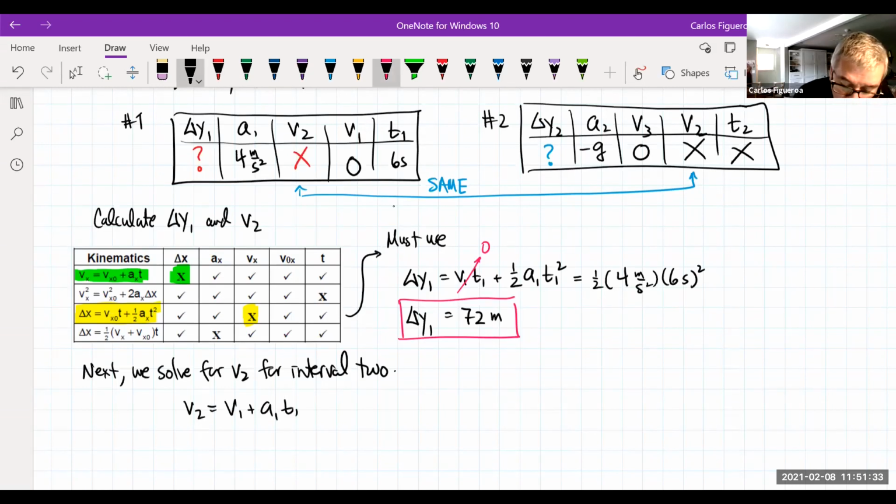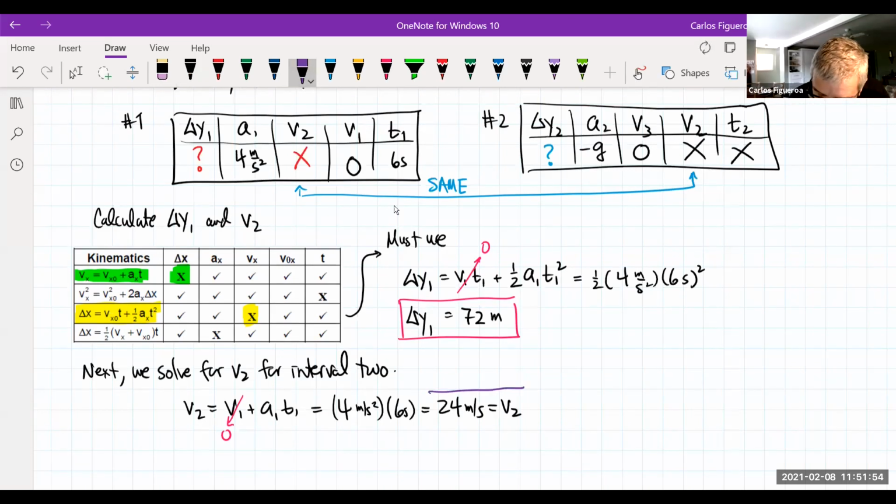Once again, what do I know? I know that this guy is 0, so it's just the acceleration times the time. So if I just go from the table values, this is going to be 4 meters per second squared times 6 seconds. And you could see this is 24 meters per second. And that's what v2 is. So now I have what v2 is. What am I going to do with that v2? I'm going to plug it into table 2 now.